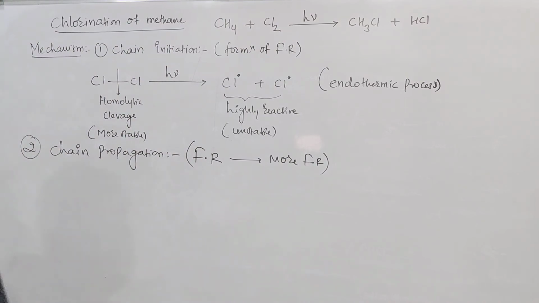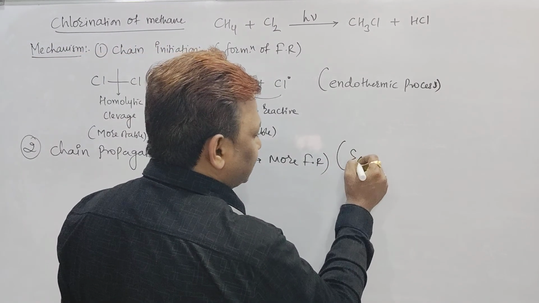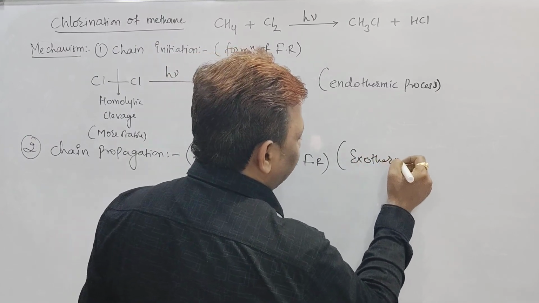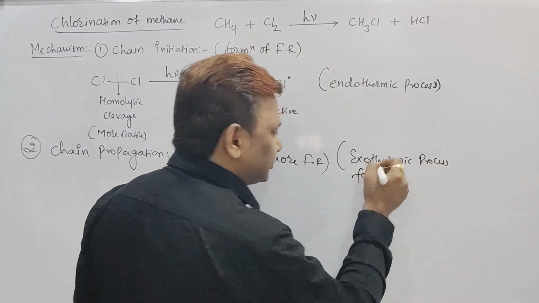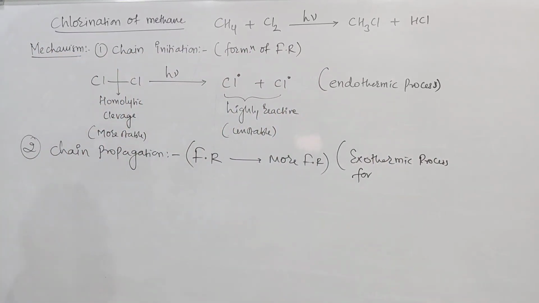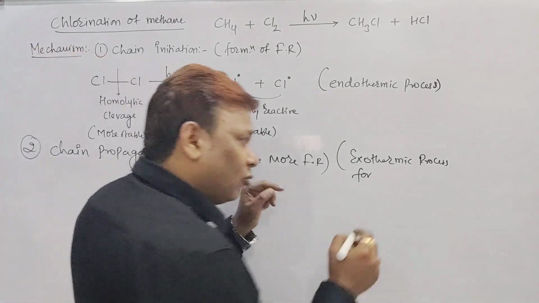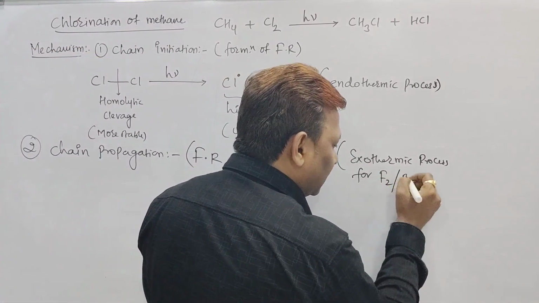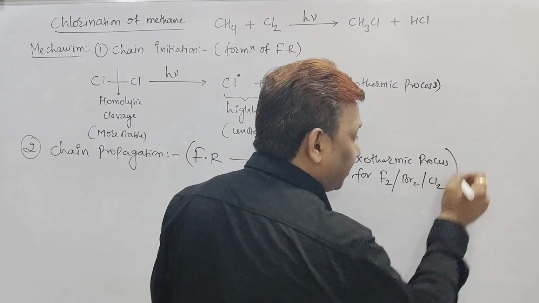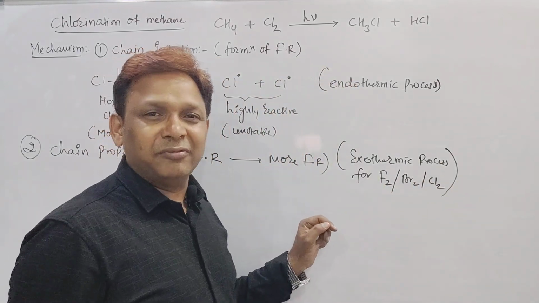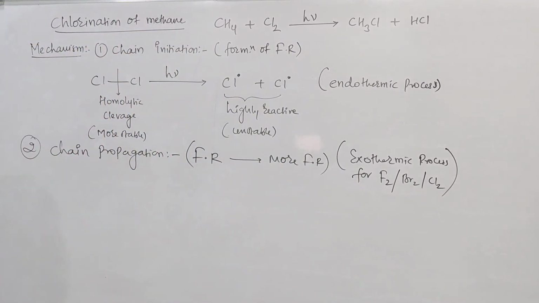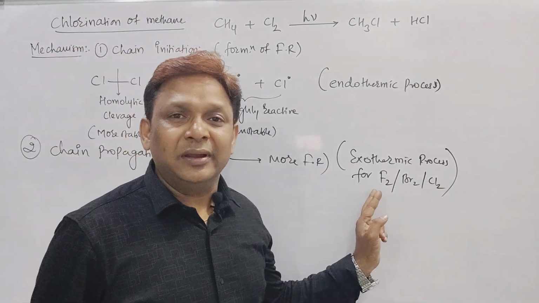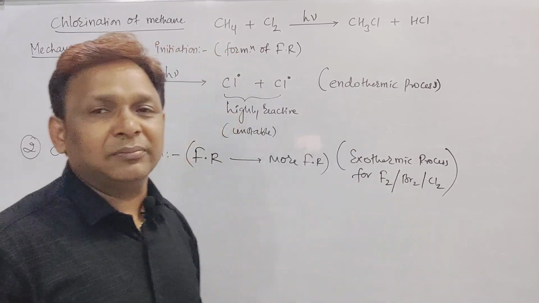And I will tell you, beta, this process will be considered an exothermic process. I will show you. This exothermic process applies for fluorination, bromination and chlorination, but not for iodination. Why? We will see that later, not now. So it is exothermic for F2, Cl2, Br2, but not for I2, because if you consider this reaction for I2, instead of exothermic it becomes an endothermic process.